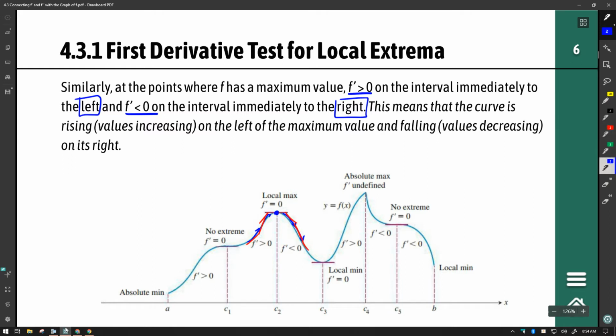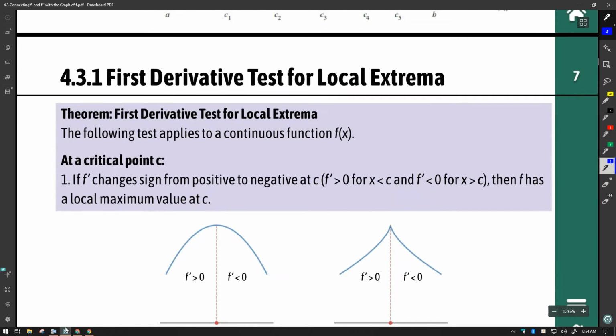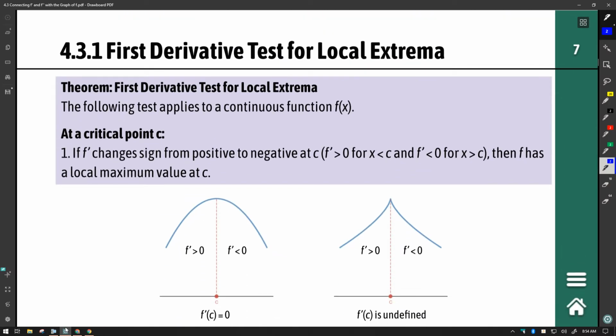And that's a key piece. To the left of this local max, f prime is positive. To the right, f prime is negative. It's going to be true over here for the absolute max, which is also a local. F prime positive to the left, the graph is rising. F prime negative to the right, the graph is falling. So we put all of that together and we get a theorem, the first derivative test for local extrema, and it's going to take us a few slides to get through it because there are several pieces.